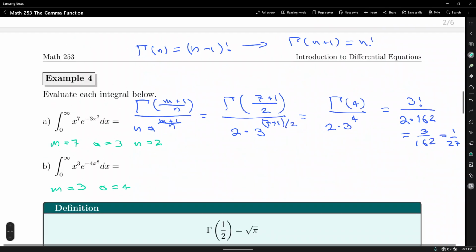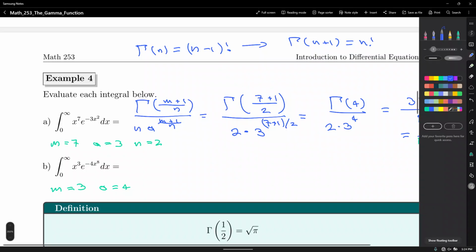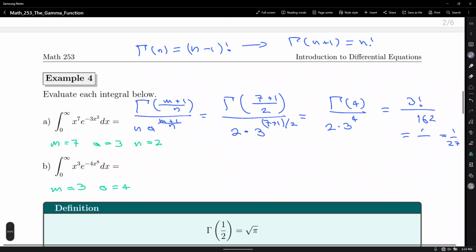Before we move on, let me go back to part A. So this is 81 times 2. I shouldn't have written this 2 anymore. And that is 6 over 162, and yeah, that's the 1 over 27, right?